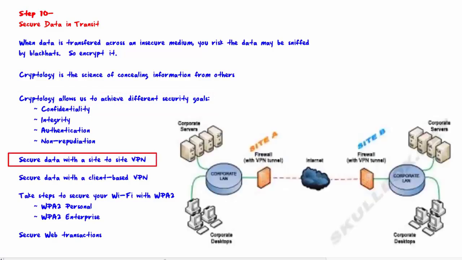Secure data with a site-to-site VPN. Now, a site-to-site VPN allows two networks to communicate securely over the public internet. Suppose a company has an office in New York and an office in Los Angeles. A security appliance is configured at each end, and all data going between the offices must pass through the security appliance before it reaches the internet. Therefore, any user communicating with the other office will have his data automatically encrypted for transfer.